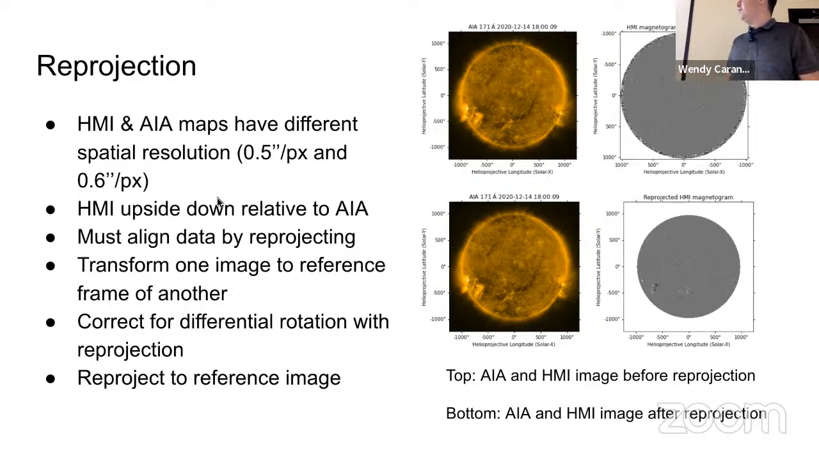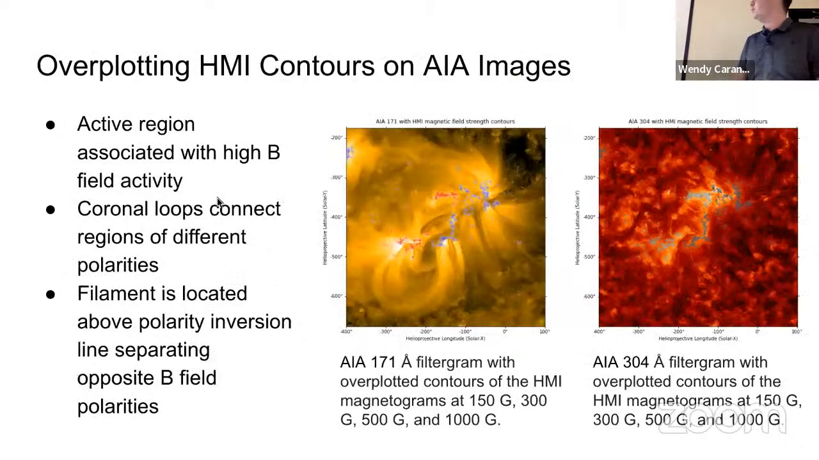And when we're constructing an animation of the region, we want to reproject all of the images to a single reference image so that it tracks the active region as the sun is rotating. If you don't do this, you're just going to have a box and the sun will rotate through it, and you won't actually be studying the active region. You'll just see the sun rotating pretty much. So reprojection is very important for the animations.